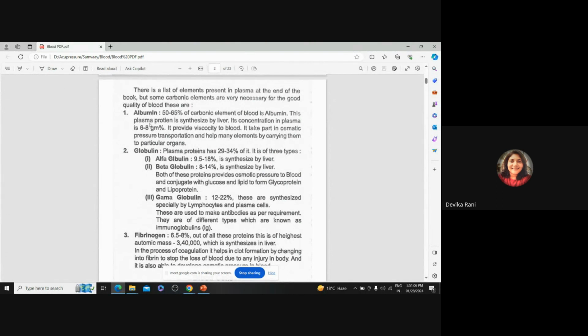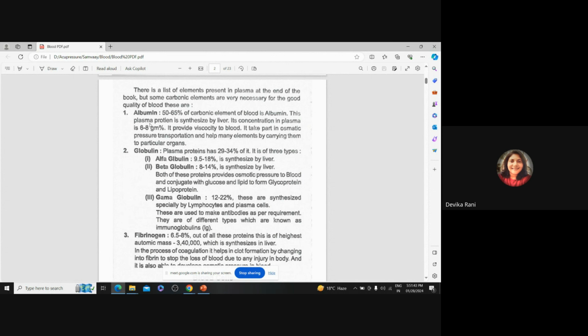Now gamma globulin is there, 12 to 22%. Please note that these are not synthesized by the liver. These are synthesized by lymphocytes and plasma cells. We will learn about lymphocytes later. But these are synthesized specially by lymphocytes and plasma cells, not by the liver. So these are used to make antibodies to help the defense system of the body as per requirement. And they are of different types, which are known as immunoglobulins.